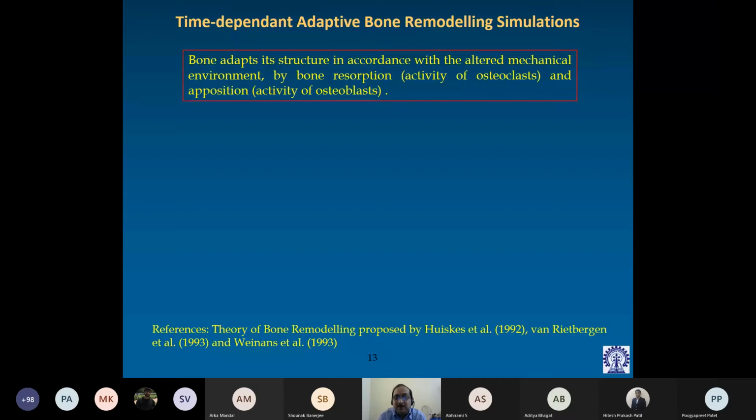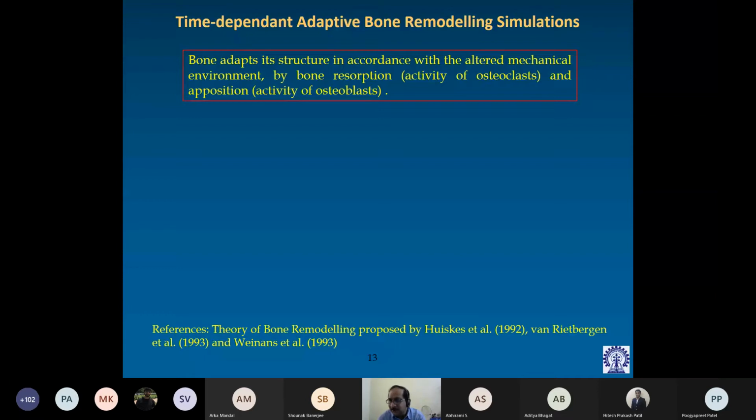environment. So the bone basically adapts its structure with the altered mechanical environment by two processes. One is bone resorption, that is triggered by activity of osteoclast. Bone resorption means bone loss, very grossly. Rather, it should be more precisely stated as reduction in bone density. And the other activity is bone apposition, which is triggered by the osteoblasts. Apposition, A stands for addition, so it is increase in bone density. This continuous process of bone resorption and apposition due to activity of osteoclast and osteoblast respectively goes on until the structure reaches an equilibrium state.